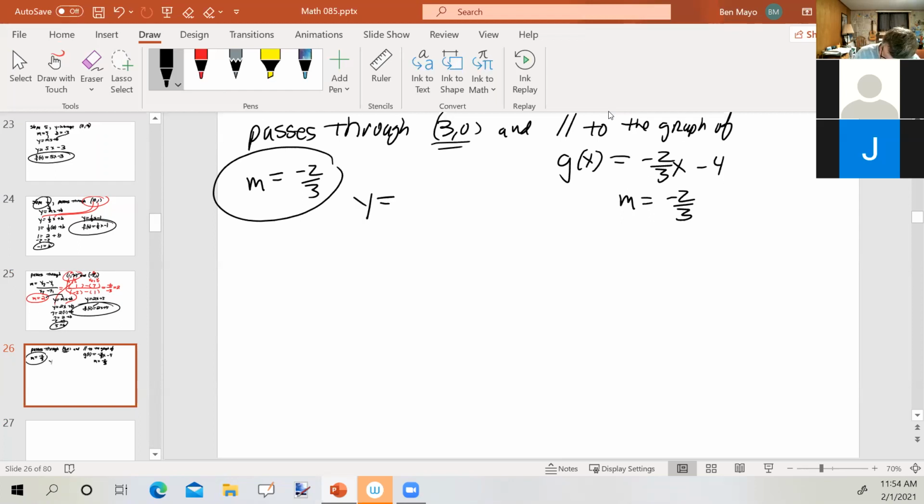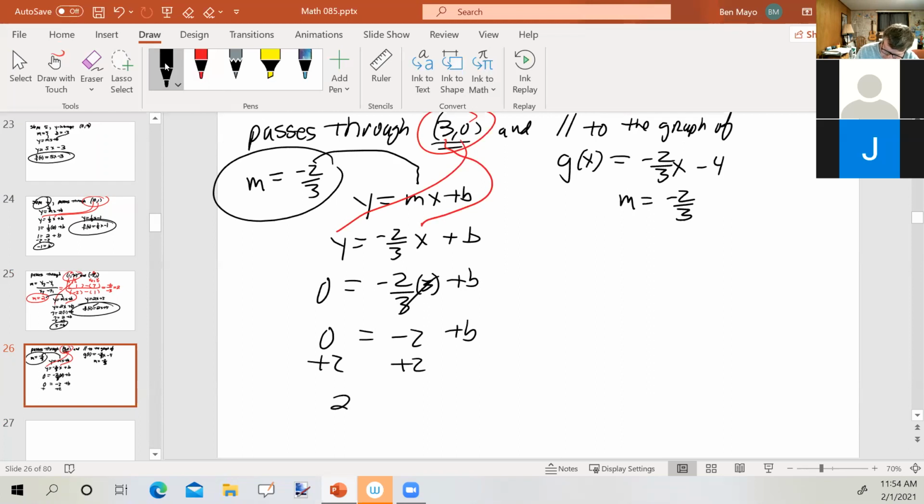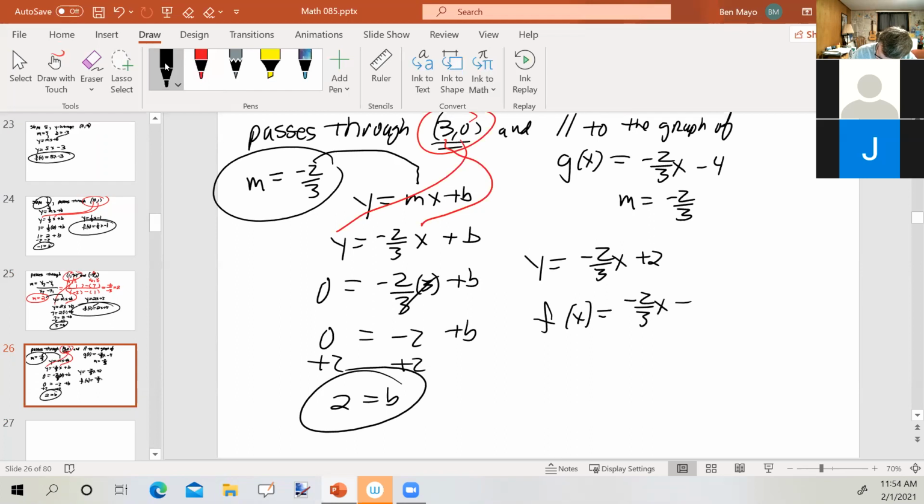So using y equals mx plus b, we'll put the slope in. Y equals -2/3 x plus b. Then we'll take the ordered pair that we're given and put 3 in for x and 0 in for y. 0 equals -2/3 times 3 plus b. The 3's reduce down, -2 plus b. Add 2 to both sides, b equals 2. So y equals -2/3 x plus 2. F of x equals -2/3 x plus 2.